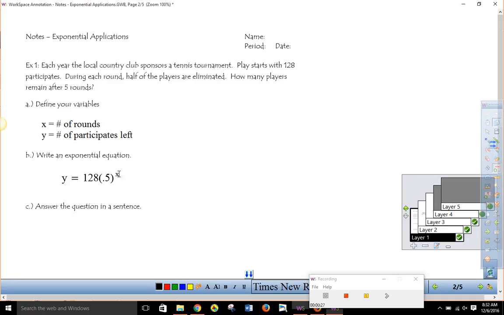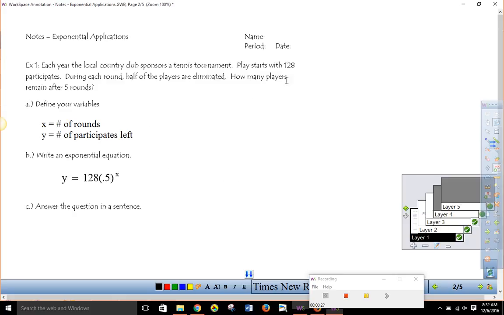If you're not sure about what X and Y are, something that you can use to your advantage, if you can identify this initial value, that's the first output. So since it says play starts with 128 participants, that tells you right here that is your Y value, is the number of participants. Okay, so just kind of a little clue to help you out.